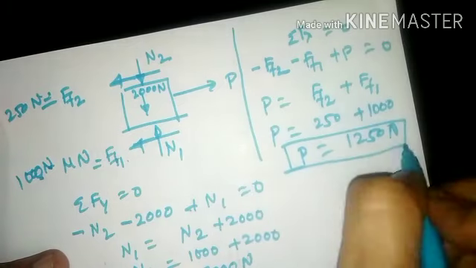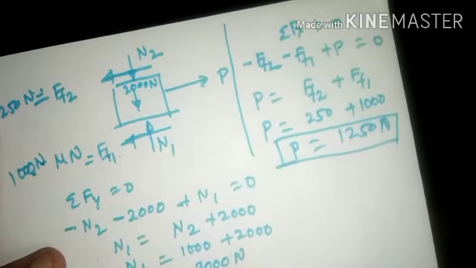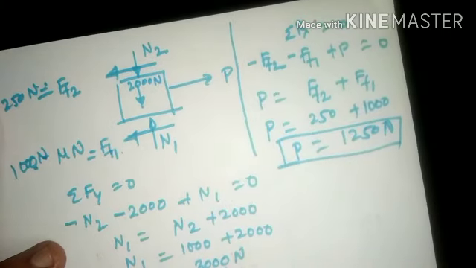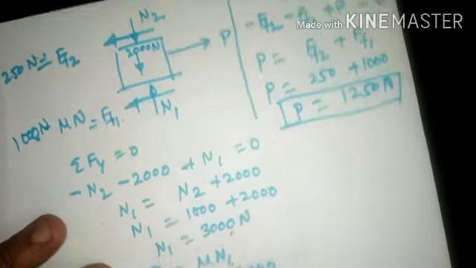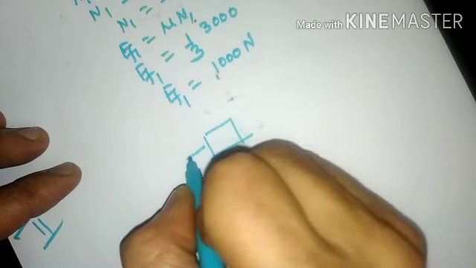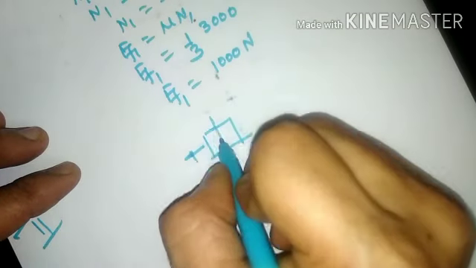So this is how we are supposed to solve problems related to block friction. That is, you calculate the value of P when the string has been connected in the horizontal direction. So this is the solution when P is connected along the horizontal direction. The second condition is when P is connected along the inclined direction. So the remaining conditions will remain the same.